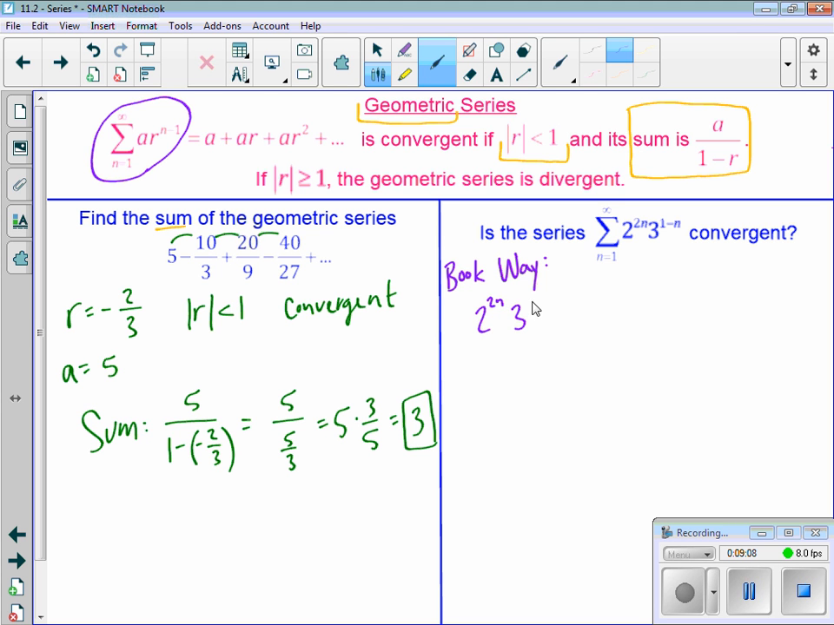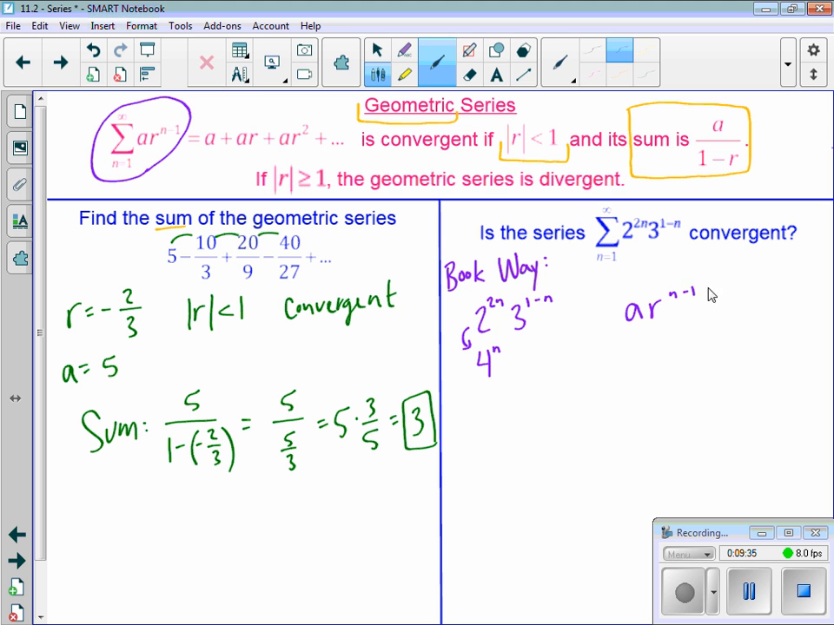And some of this stuff will come up in later lessons where we'll use these algebra tricks to clean things up or write them a different way. And we're trying to get this to look like the a times r to the n minus 1. Okay, so we're trying to get this to look like that. So first thing I can do is 2 to the 2n would be the same as 4 to the n.